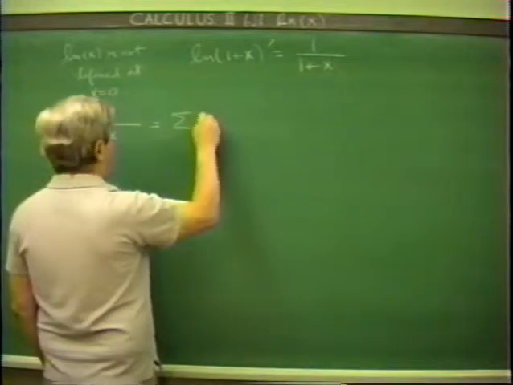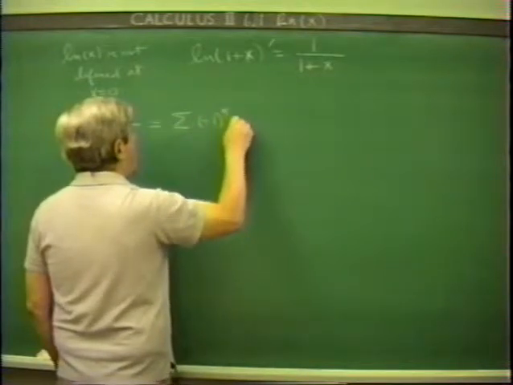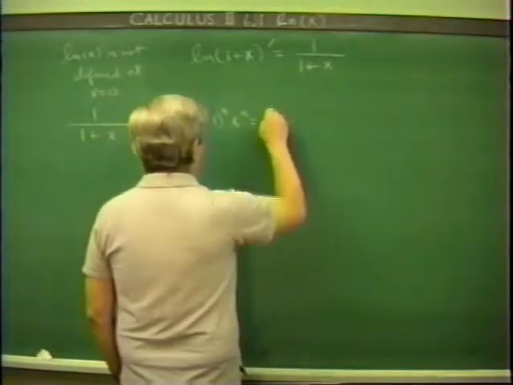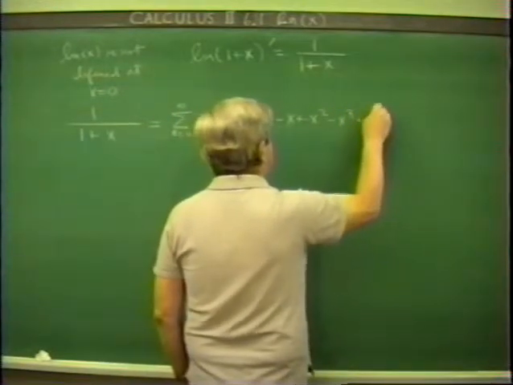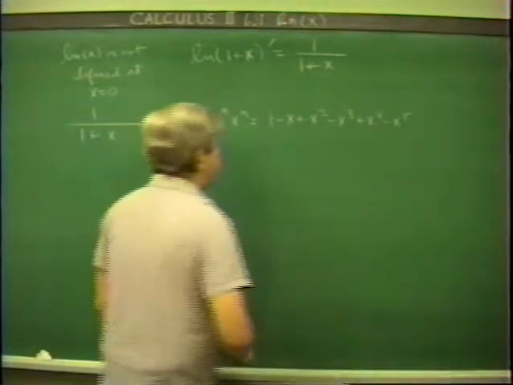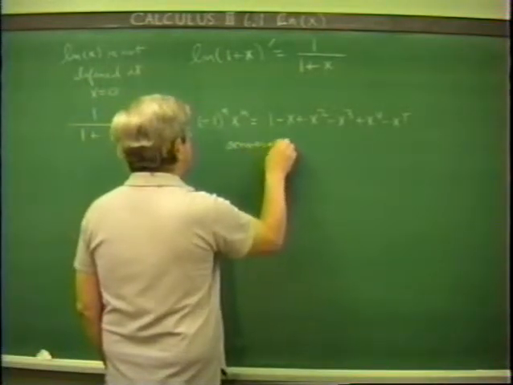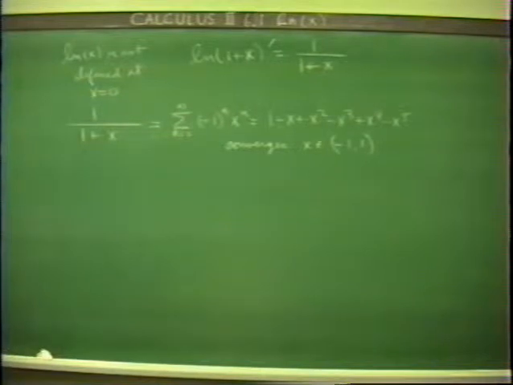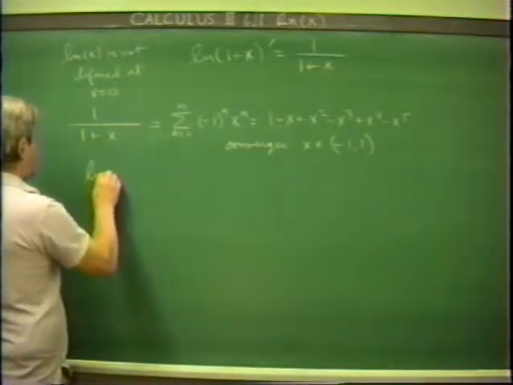This is equal to the summation, the first term is 1, the ratio is minus x. So we have minus 1 to the n, x to the n. This is equal to 1 minus x plus x squared minus x cubed plus x to the fourth minus x to the fifth and so forth here. And this converges when x is in minus 1 to 1 and diverges outside of there. And it converges to this. I already know that. All right?